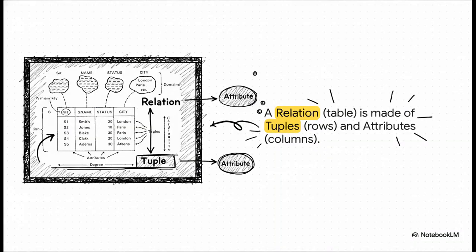And you can see how this breaks down visually right here. The entire grid, that's the relation. Each single row of data, like the one for Smith, that's a tuple. And each column header, like S-name or city, that's an attribute. Getting this vocabulary down is absolutely key because everything else builds on top of it.